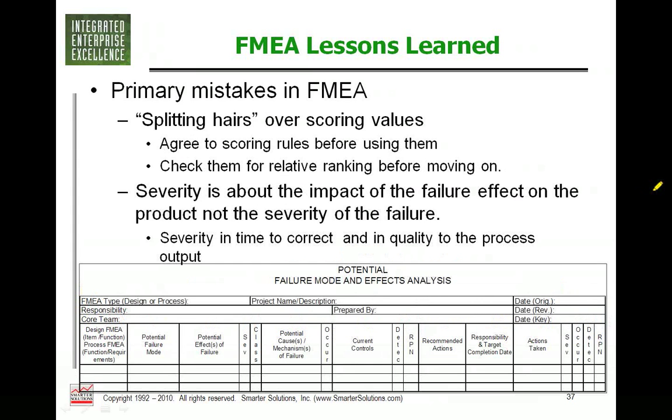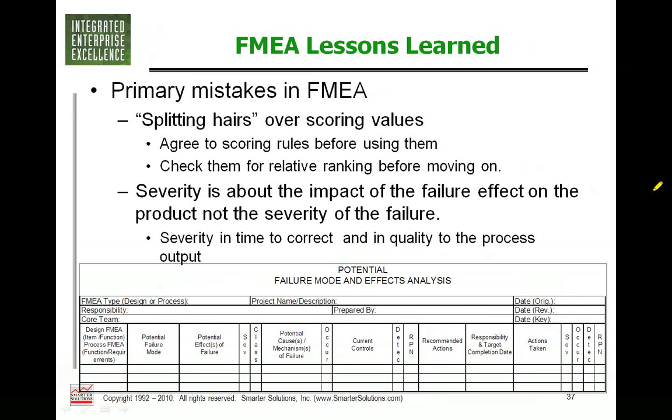Another thing we can have is spending a lot of time splitting hairs over the scoring of these things. So we need to agree to the scoring rules before we get started. And then we want to check them before we move on.